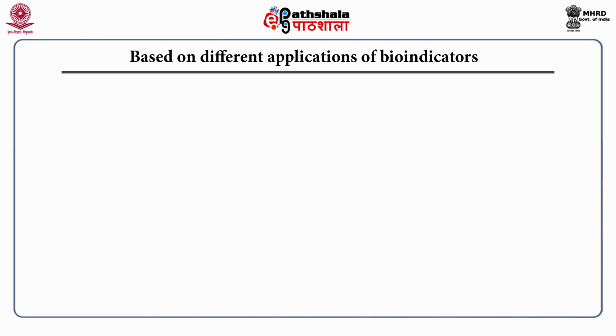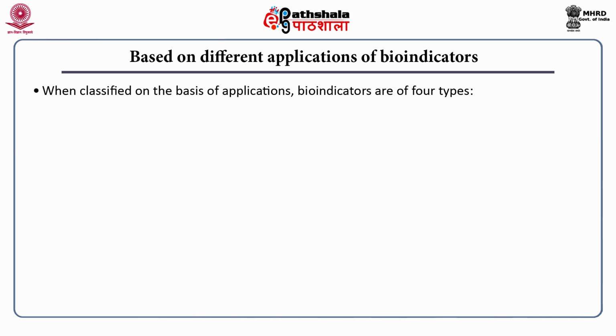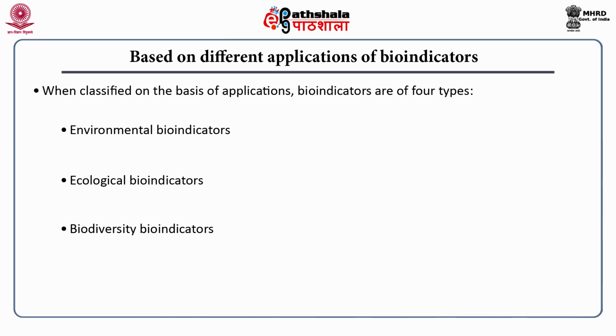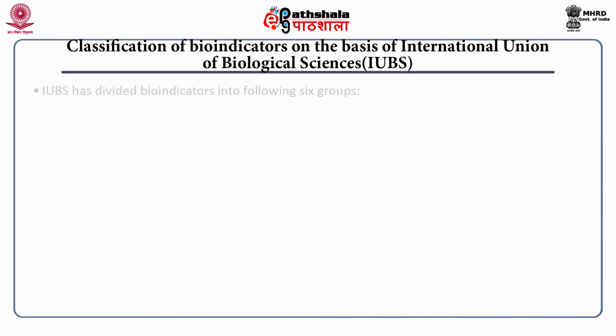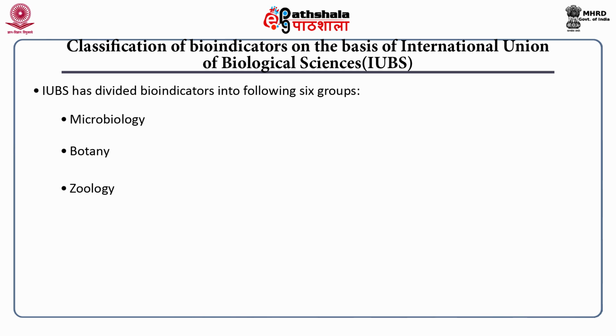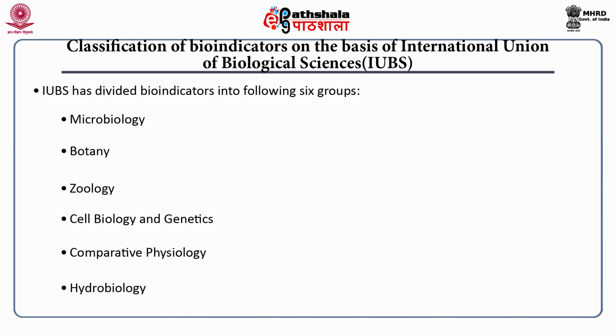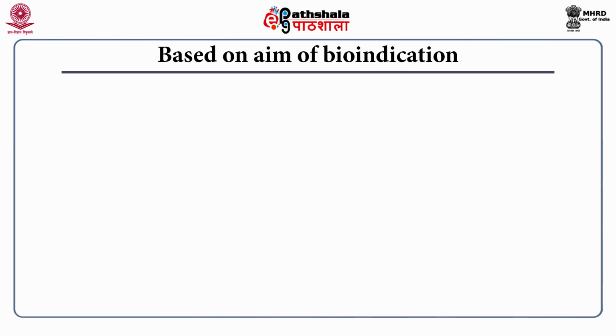On the basis of application of bioindicators, they are classified into 4 different categories, which are environmental bioindicators, ecological bioindicators, biodiversity bioindicators, and pollution bioindicators. According to International Union of Biological Sciences, bioindicators are classified into 6 categories, which are microbiology, botany, zoology, cell biology and genetics, comparative physiology, and hydrobiology, based on the aim of bioindication.